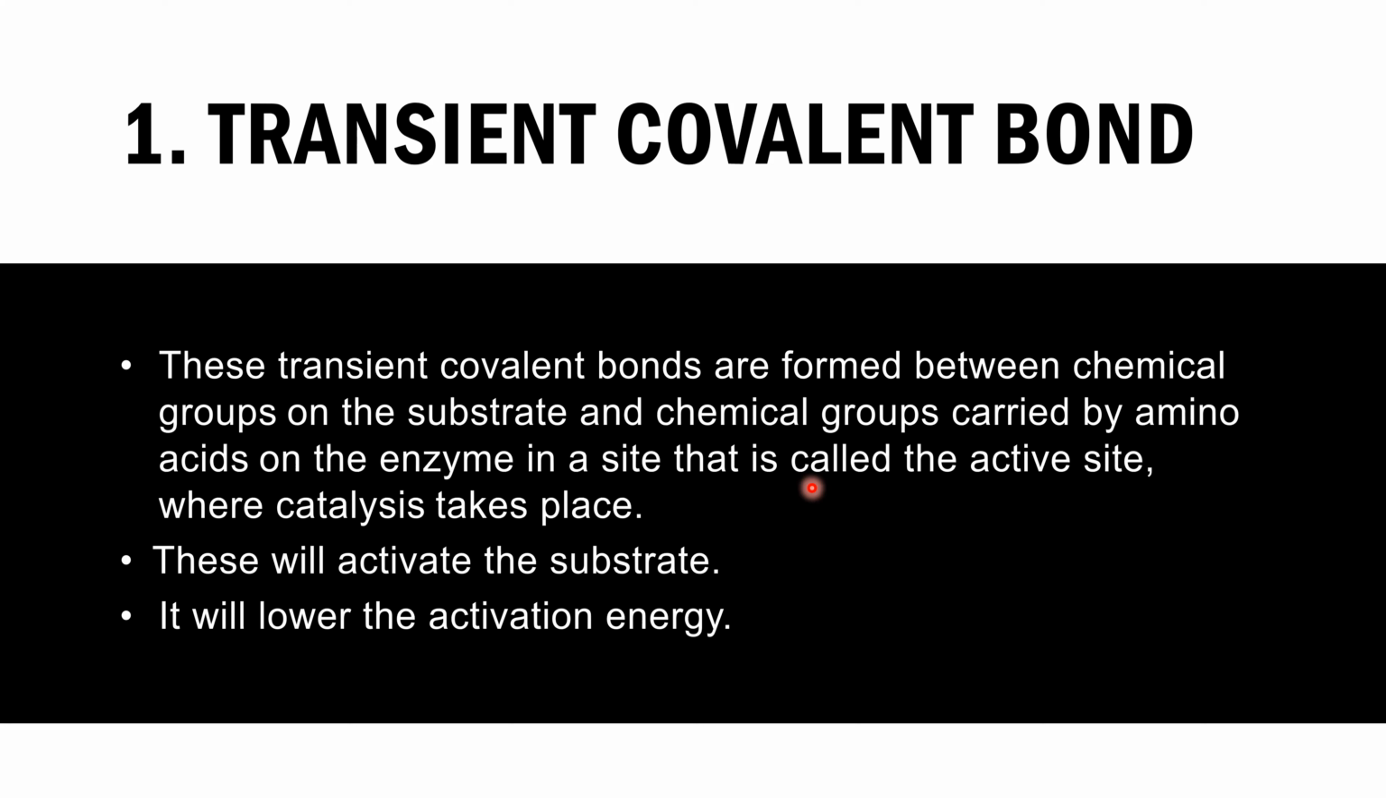So this link is facilitating the substrate, and this is lowering the activation energy, which was a huge barrier for the substrate to cover. If there is no transient covalent bond or weak covalent bond interaction between the enzyme and the substrate, and they are separate, there is a huge hurdle or energy barrier which the substrate has to cover. So this facilitates the substrate to activate and lowers the activation energy.